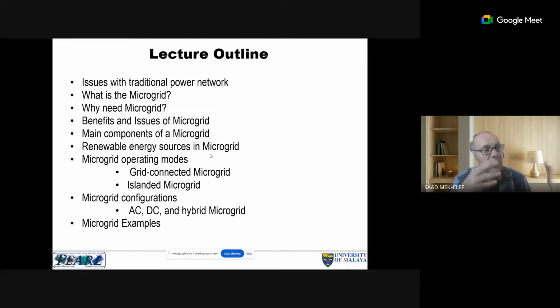And then some examples of microgrids. So this is what we are looking at today. Today in the modules we will be looking into this. Maybe the first half an hour, and then the second half.